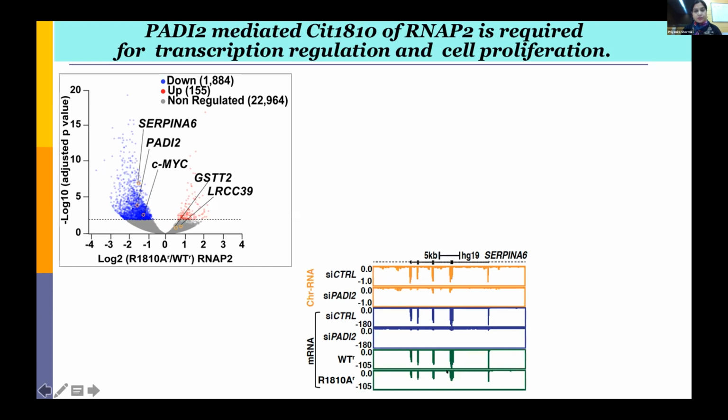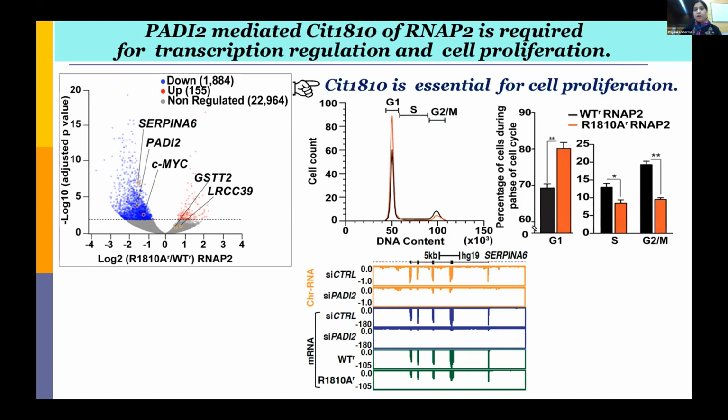And another biological context for why citrullination is required, as I showed you, is that if you do the knockdown of PADI, cellular proliferation does not go very well or is not appropriate. This is also what happens when you don't allow polymerase to citrullinate. And the main reason for it is that cells are arrested at the G1 phase of the cell cycle. So you are seeing over here just a snapshot, and here is the quantitation.